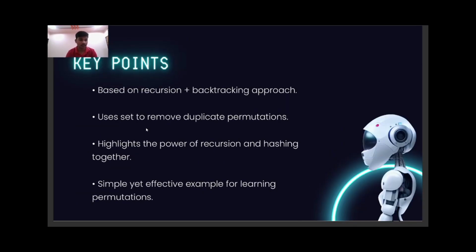Here are the key points. Based on a recursion plus backtracking approach, it uses a set to remove duplicate permutations. I forgot to mention that we use the swap function a second time, which is an example of the backtracking approach. It highlights the power of recursion and hashing together, a simple yet effective example for learning permutations.